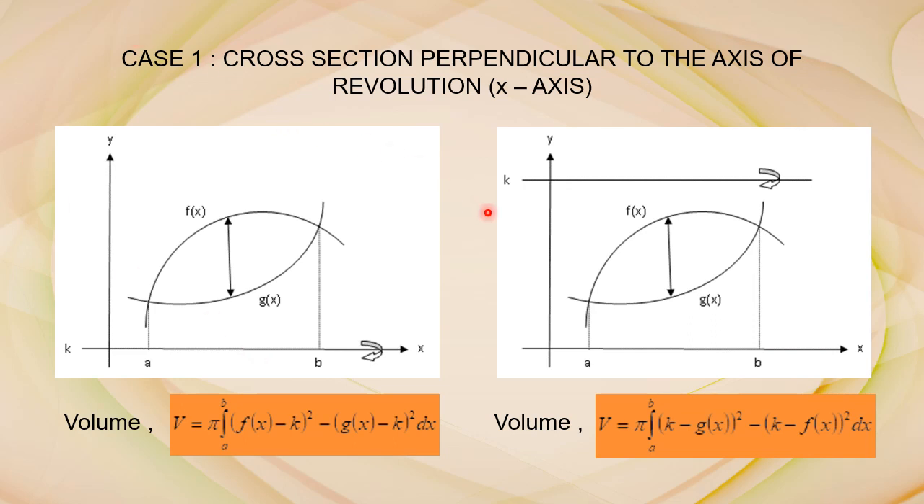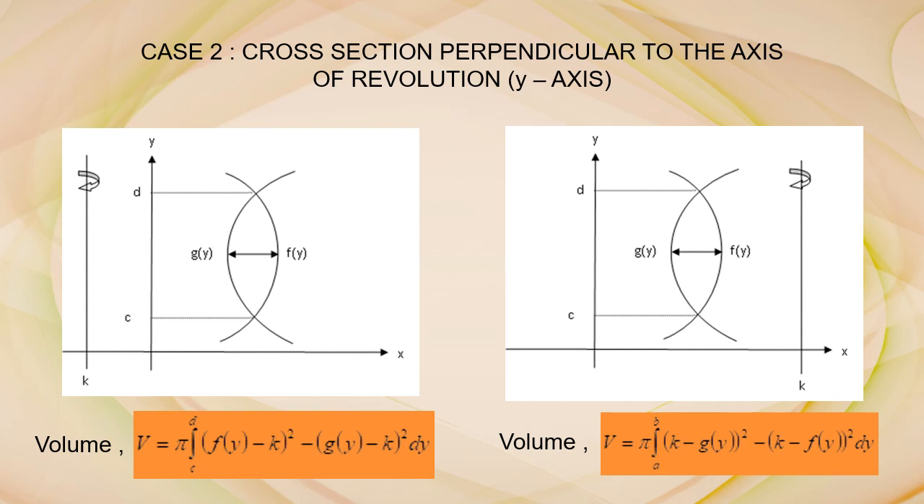The second formula is when our axis of revolution is above the region. So we will use the formula V equals pi integral of (k minus g(x)) squared minus (k minus f(x)) squared, where k is the axis of revolution and g(x) and f(x) are our functions, integrated with respect to x.